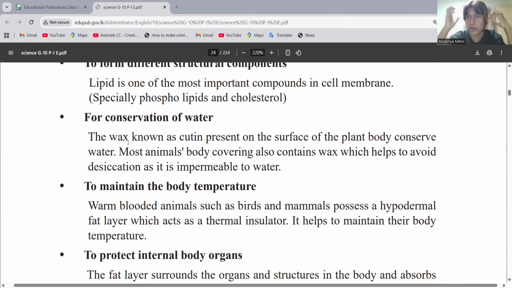It controls the water without letting it go outside and preserves it. And also we can see it in animals' bodies. So it's also impermeable to water.